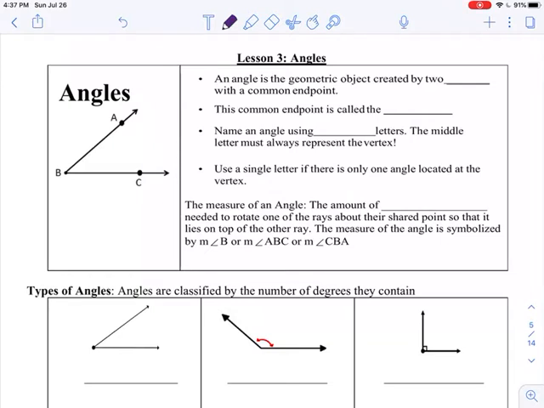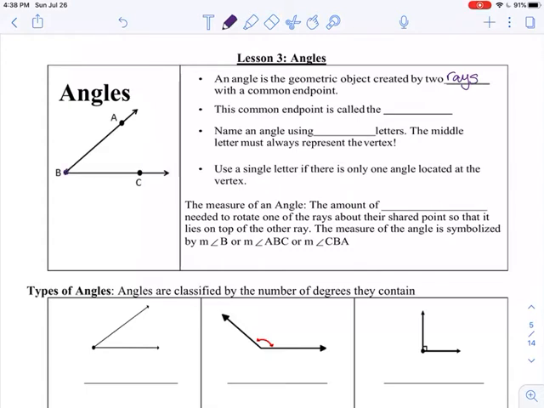So you already know about certain types of angles, but let's really talk about how to name an angle and what an angle is. An angle is a geometric object created by two rays. Remember, a ray has an endpoint and then it continues indefinitely in one direction. So an angle is a geometric object created by two rays with a common endpoint.